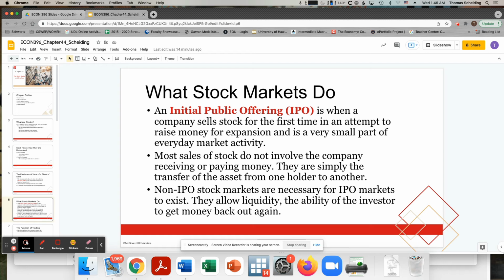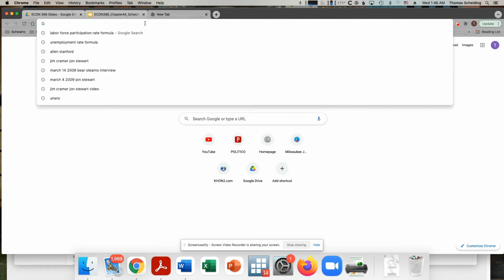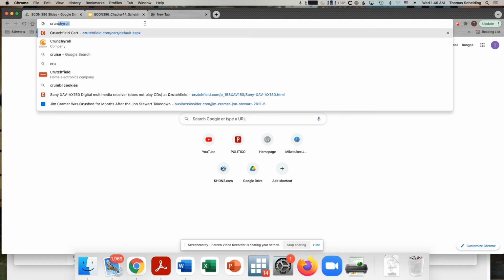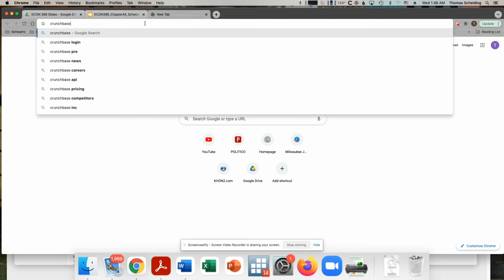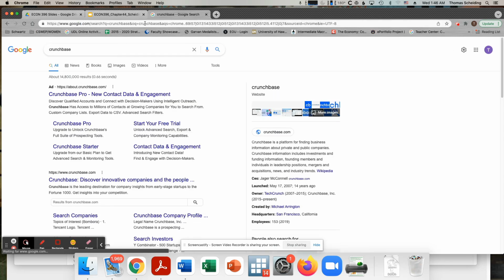Before a company gets to the IPO stage, there'll generally be some sort of place where those securities can trade. So there is a non-IPO market. If you've taken other classes with me, we've talked about it, but let's just look at a few of these. The big one would be Crunchbase.